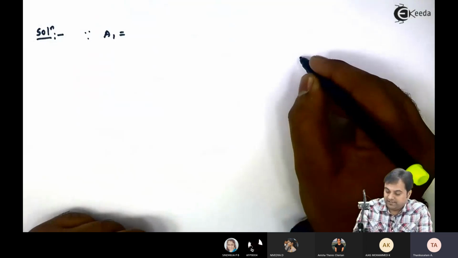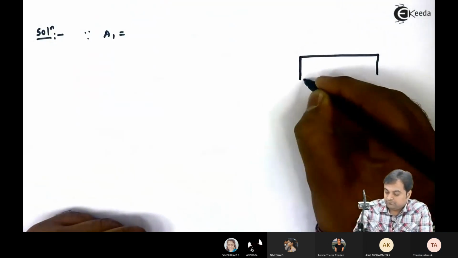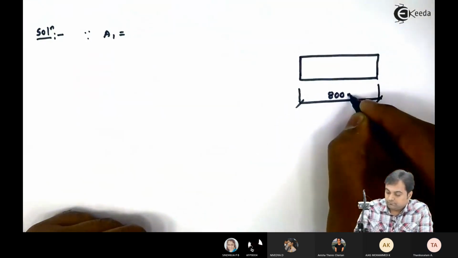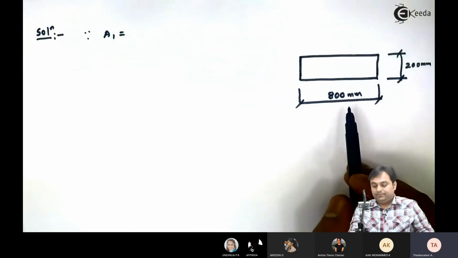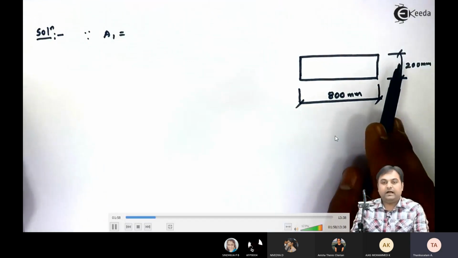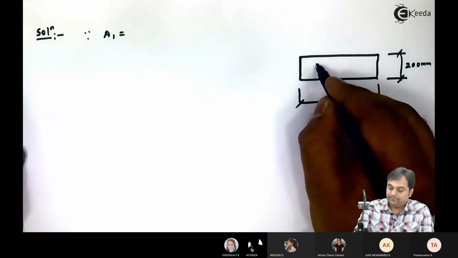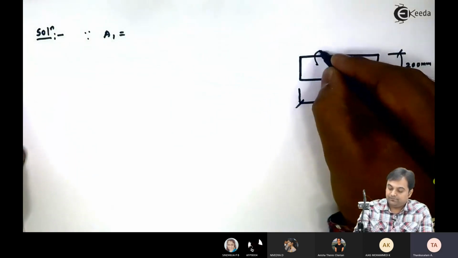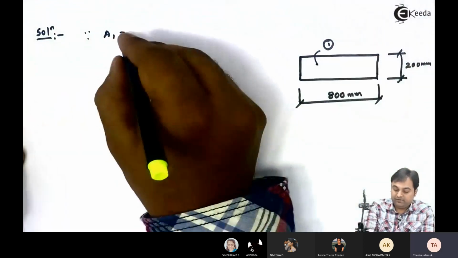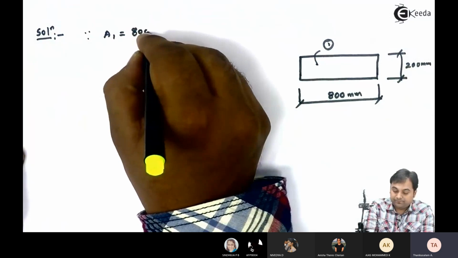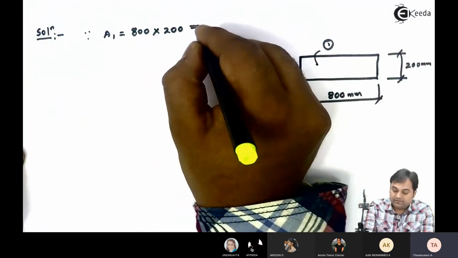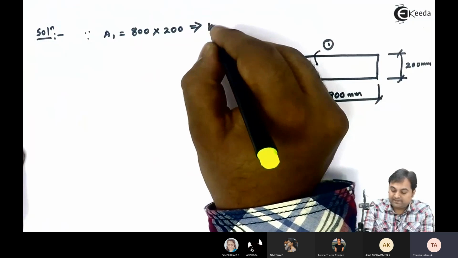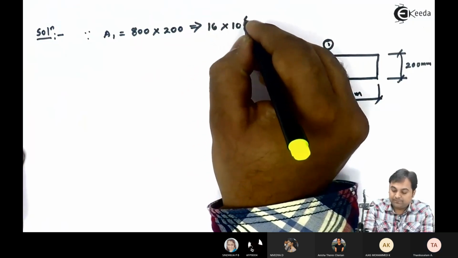So I draw the first rectangle. Here we have a rectangle of width 800 mm and height 200 mm. The area will be 800 multiplied by 200, which comes out to be 16 into 10 raised to 4 mm².